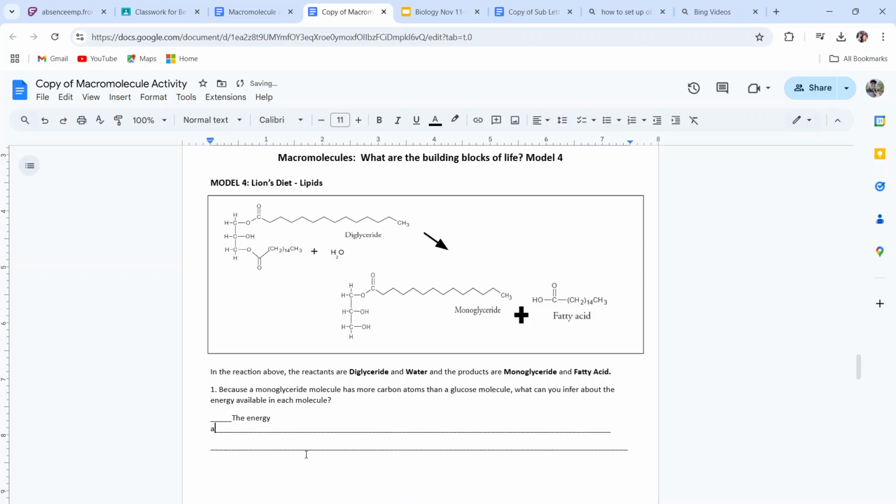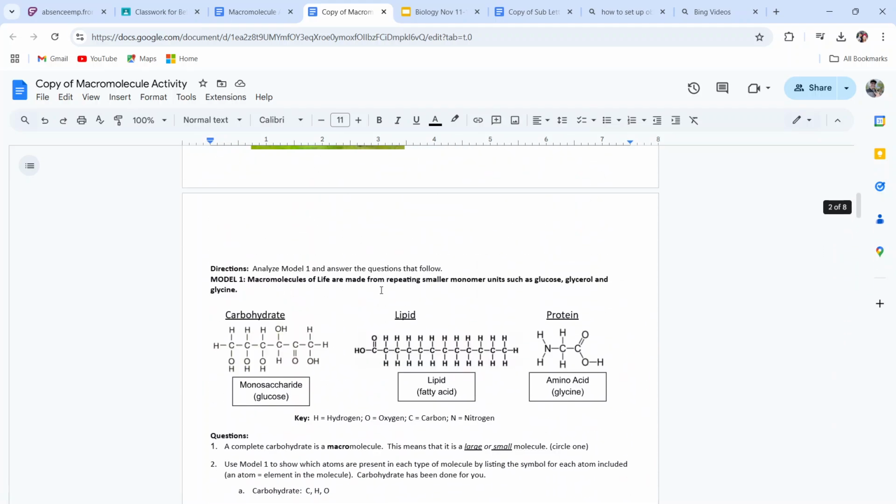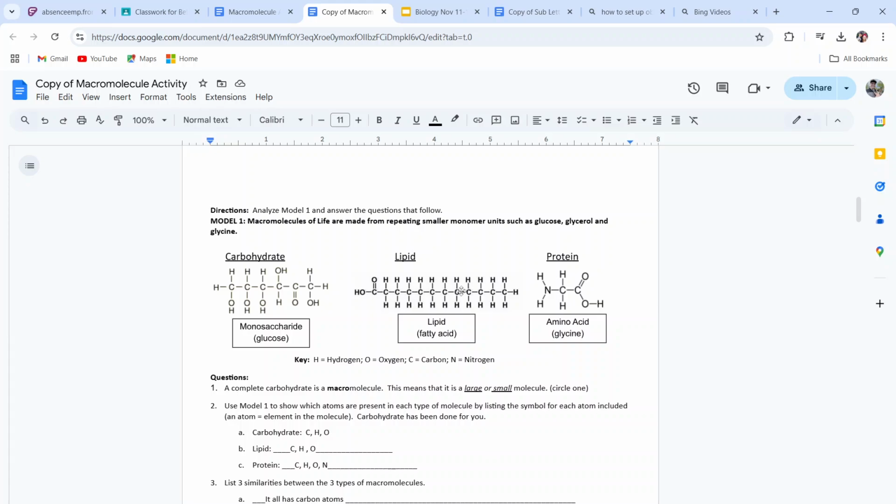The energy available is higher. The more carbon you have, the more energy you can get. Okay? So because as we look at this, each of these points on this squiggly line represents a carbon atom. Because there are so many carbon atoms, there's so much energy that we can get out of this. And again, if we look back at this building block of this lipid, lots of carbon. Little carbon, lots of carbons.